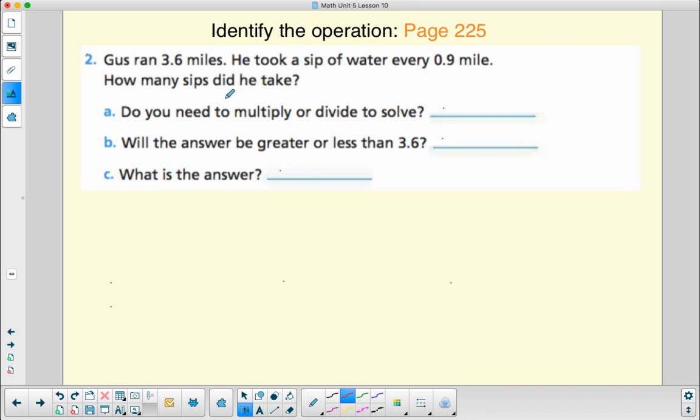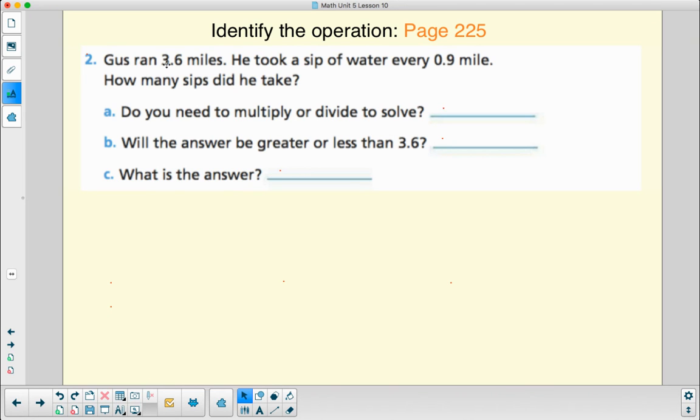So now we need to figure out what we're doing. Do I need to multiply or divide to solve? Will the answer be greater or less than 3 6/10? What is my answer? Remember last time? As I thought through it, I figured out greater or less than first. Then I decided whether I should multiply or divide. Then I got my answer. Go ahead and come up with yours and then hit play when you've got it figured out.